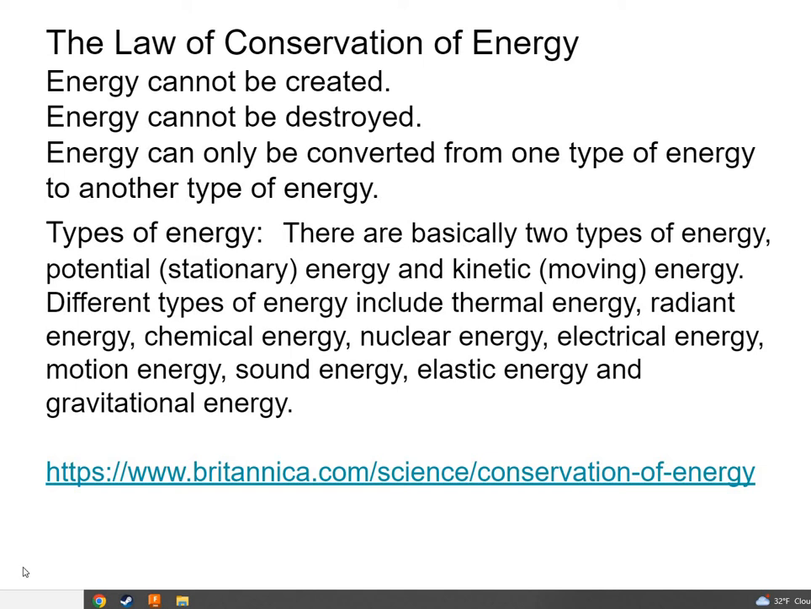Backyard Roller Coaster STEM class, part 2. We talked about the law of conservation of energy. Energy can't be destroyed, can't be created, but can be converted from one type to another. There are lots of types of energy, some considered kinetic, or moving, energy, and some considered potential energy. There are all kinds of different energies, but basically they fit in those two categories.